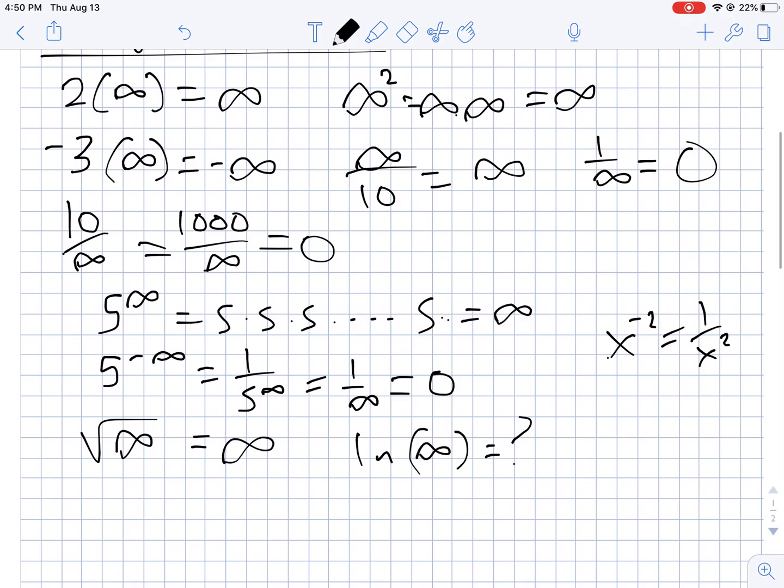Some other good ones, like the natural log of infinity. That's asking e to what power is equal to infinity. Well, e to the infinity is still infinity, so the natural log of infinity is also still infinity. Okay, so that's just some intuition.